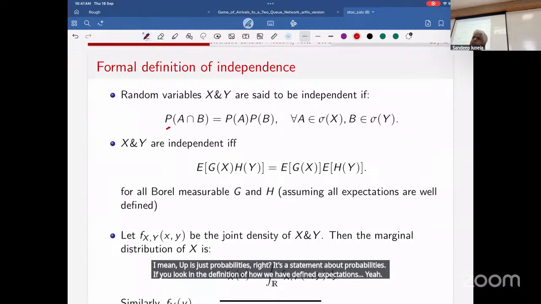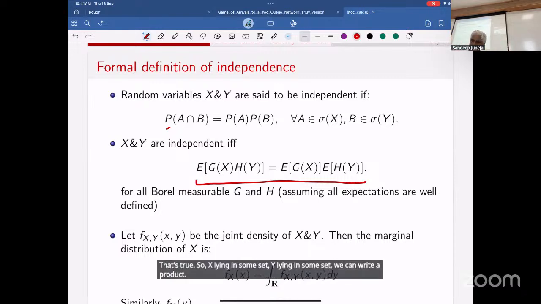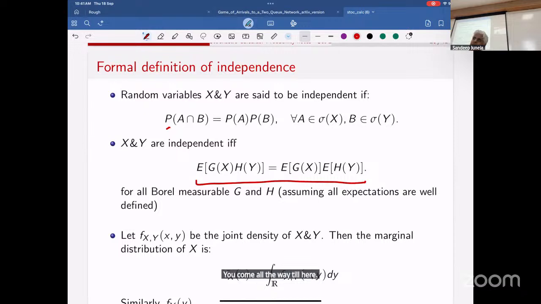Then you can just replace the sets with A and B and then separate. You have to construct all of this here. You're right, you can separate the probabilities. That's true. So X lying in some set, Y lying in some set, we can write a product. And you have to come all the way till here. So, up to down, down to up. That's why I'm playing with you, it's not up to down, it requires a lot of work.